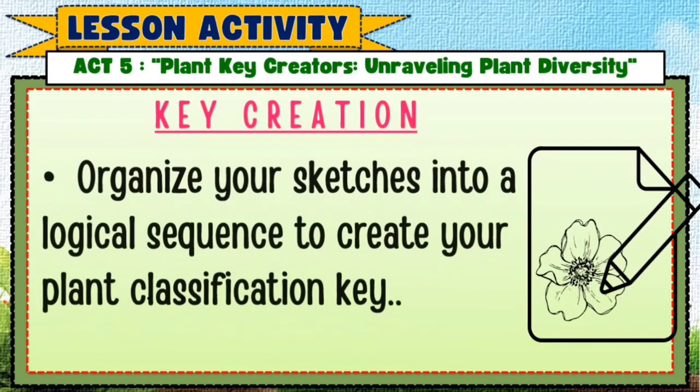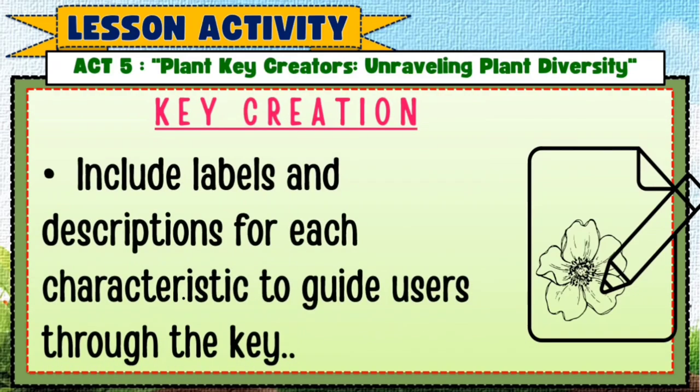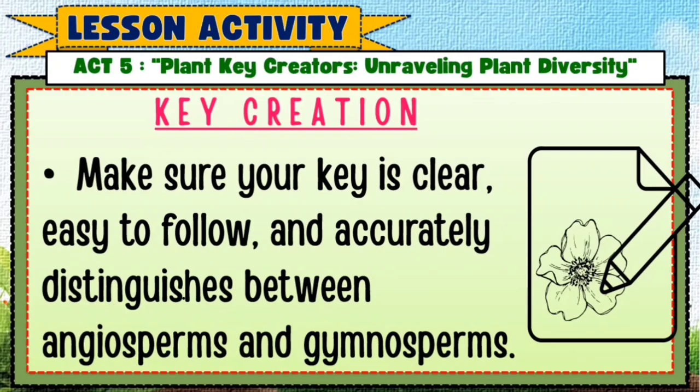And then key creation. Organize your sketches into a logical sequence to create your plant classification key. Include labels and descriptions for each characteristic to guide users through the key. Make sure your key is clear, easy to follow, and accurately distinguishes between angiosperms and gymnosperms.